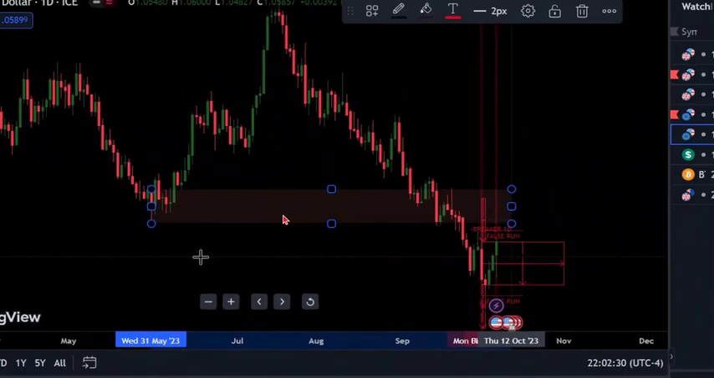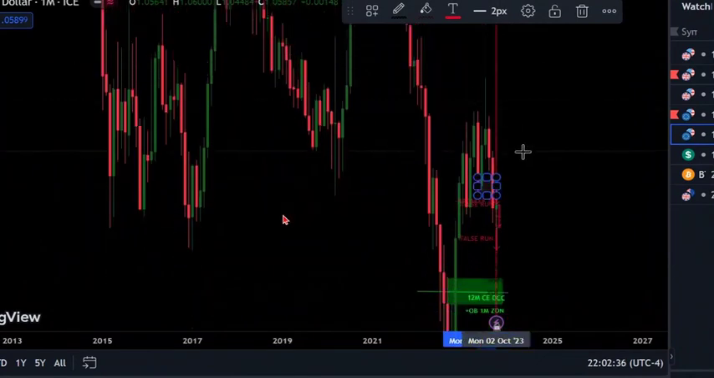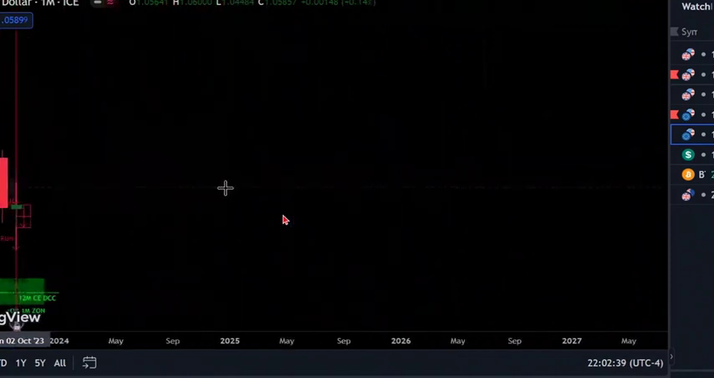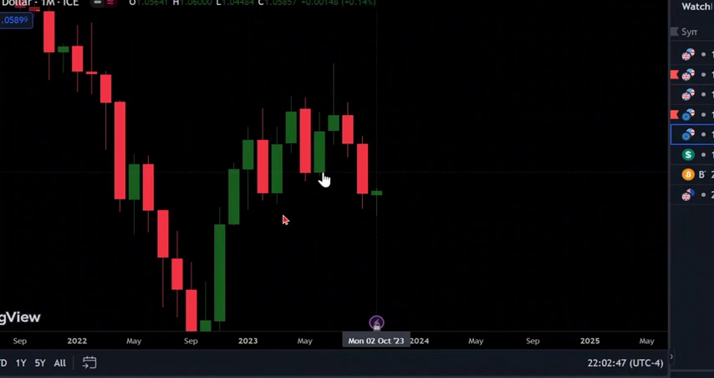So go to the weekly time frame. No, go to the monthly, because remember on the other chart, we went to the monthly chart. Scroll out to the left. Can you take off the annotation so we can see the price? Just click on the little eyeball. Okay, so we just had price leave a bearish order block.